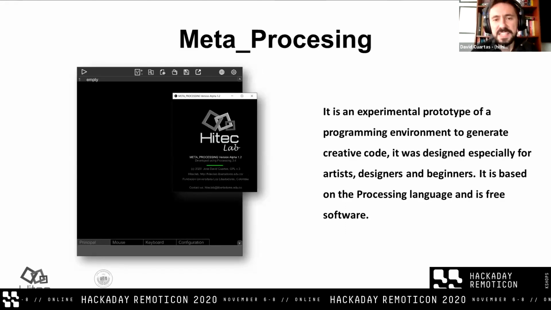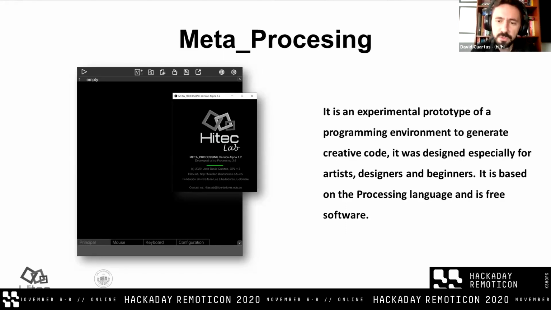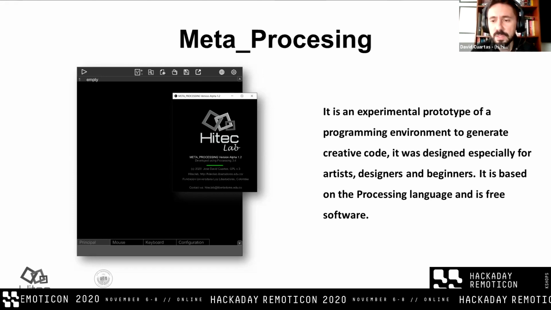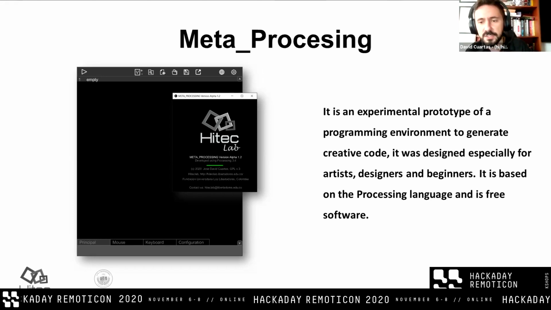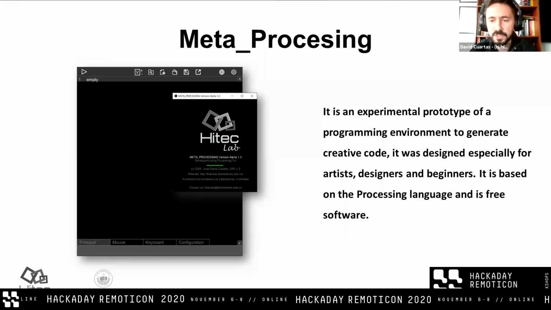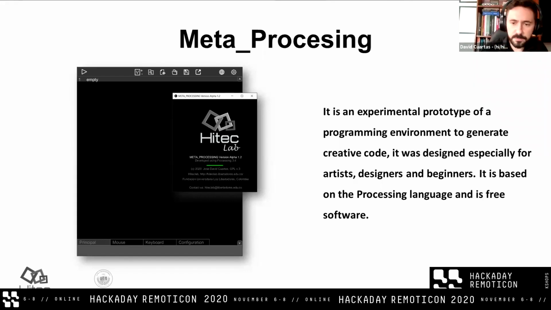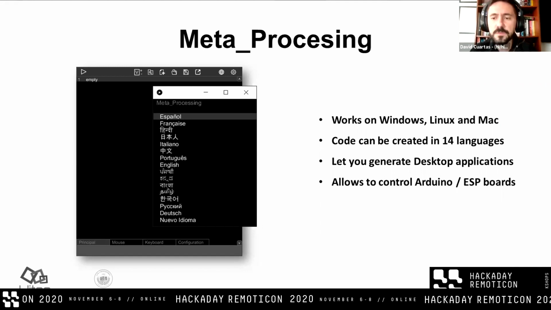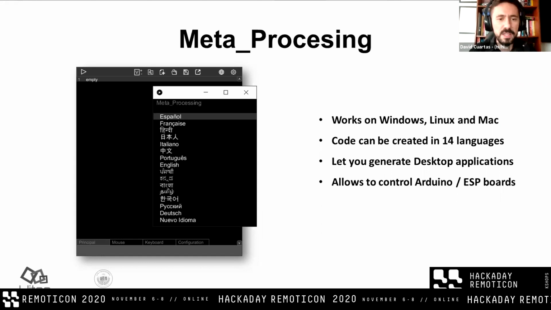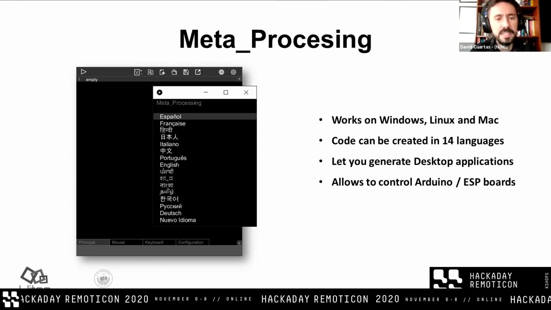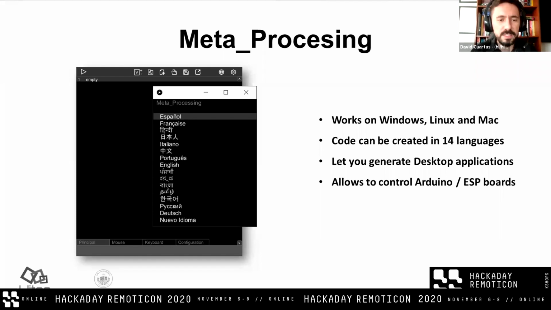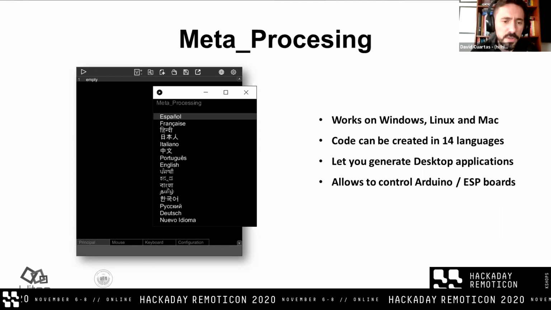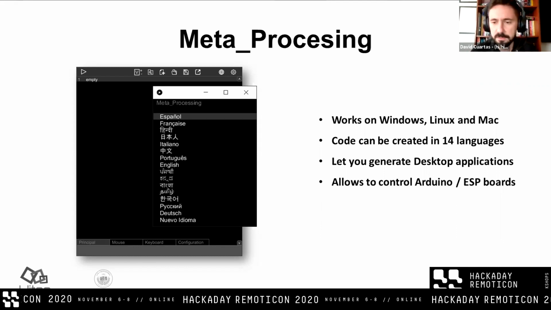So Meta Processing is an experimental prototype of a programming environment to generate creative code, and it was designed especially for artists, designers, and beginners. It's based on the Processing language and it's free software. It works on Windows, Linux, and Mac, and you can write code in 14 languages. So it can be French, Hindi, Japanese, Italian, Chinese, Portuguese, a few other languages from India, Korean, Russian, German.